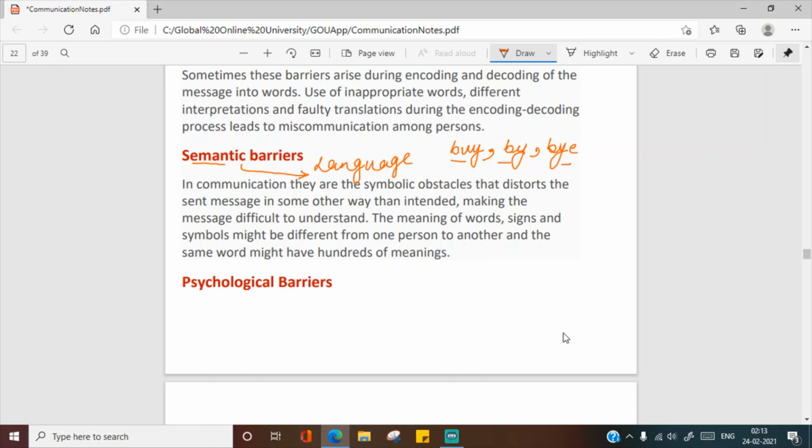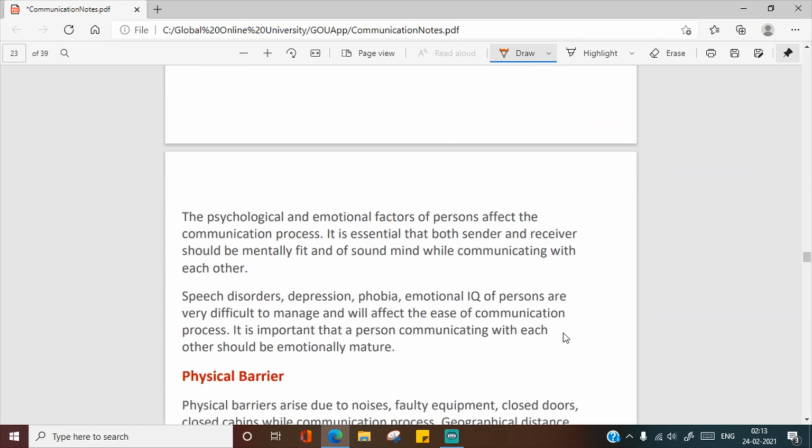Now let's talk about psychological barriers. These are barriers that have emotional factors of the person involved. For instance, you are talking to a stranger, or a new person has come to your class, and this is you and this is the new person. So you are trying to be friends with him. The teacher has asked you to sit on the same bench.